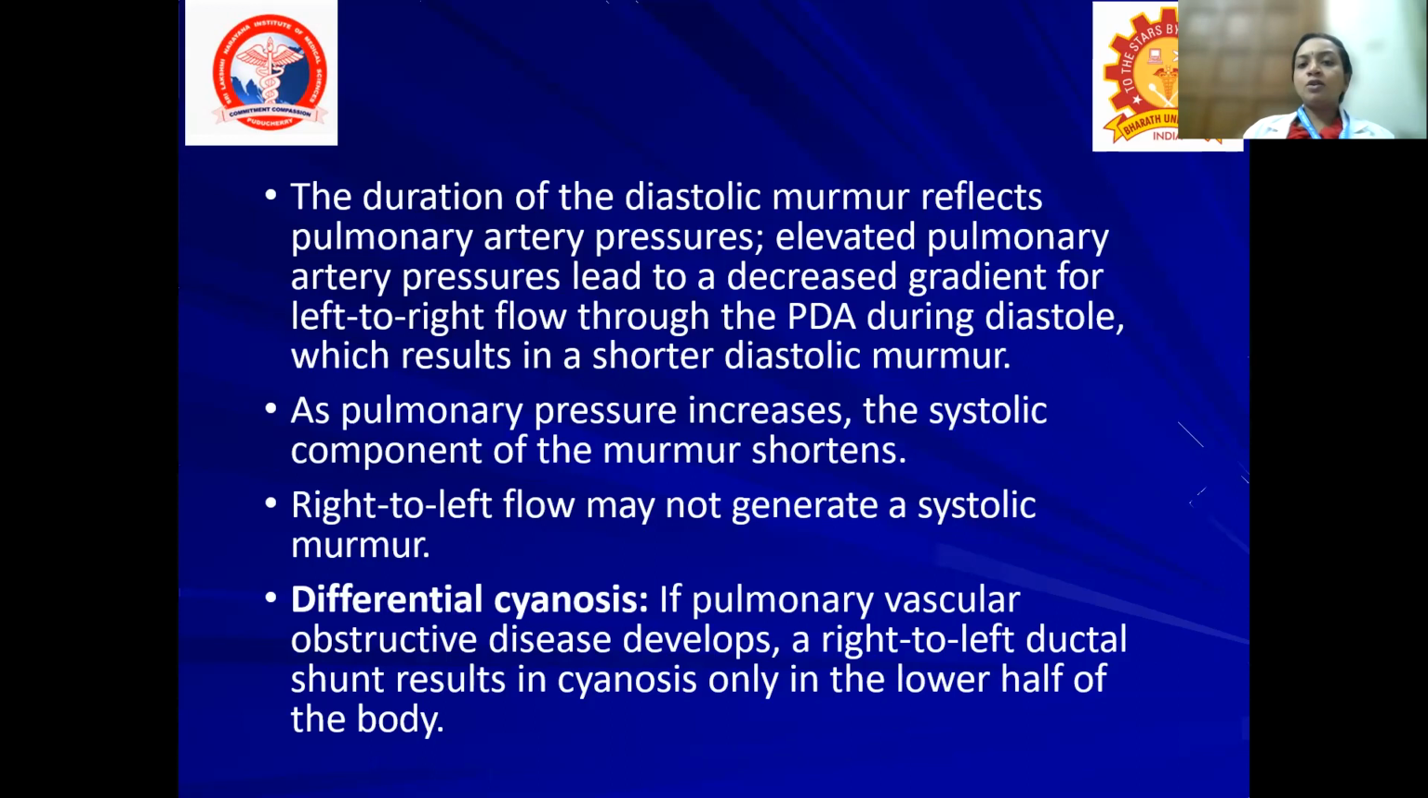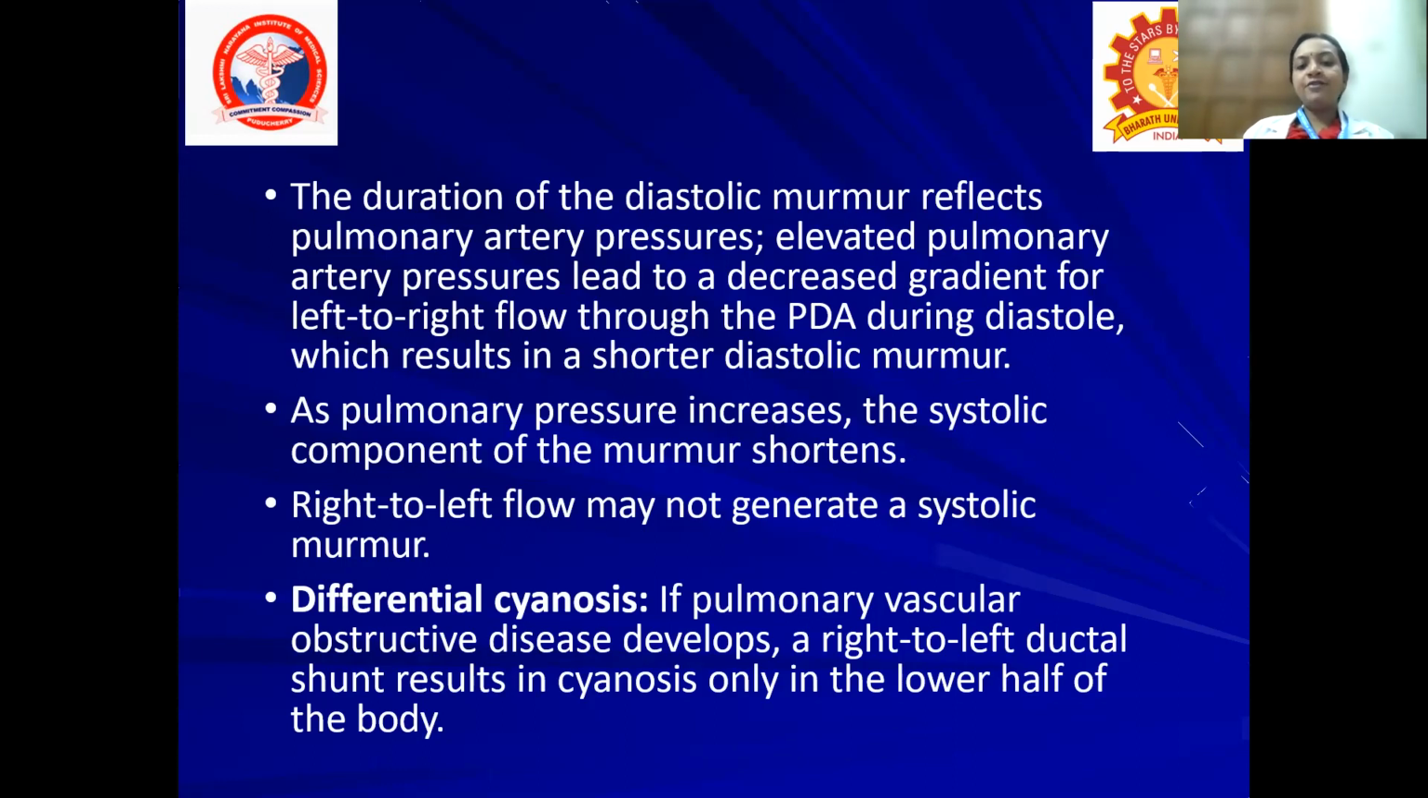The duration of the diastolic murmur reflects the pulmonary arterial pressures. Elevated pulmonary arterial pressure leads to a decreased gradient for the left to right flow through the PDA during diastole, which results in a shorter diastolic murmur. As the pulmonary pressure increases, the systolic component of the murmur will shorten. Right to left flow may not generate a systolic murmur.